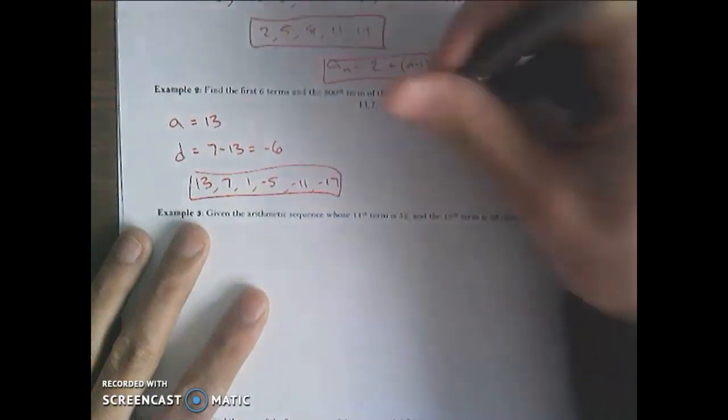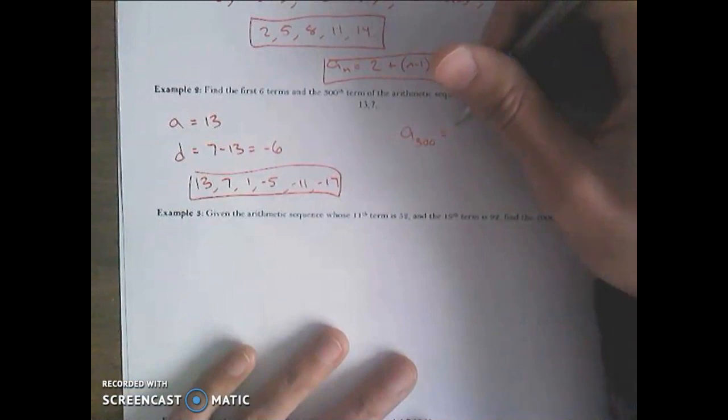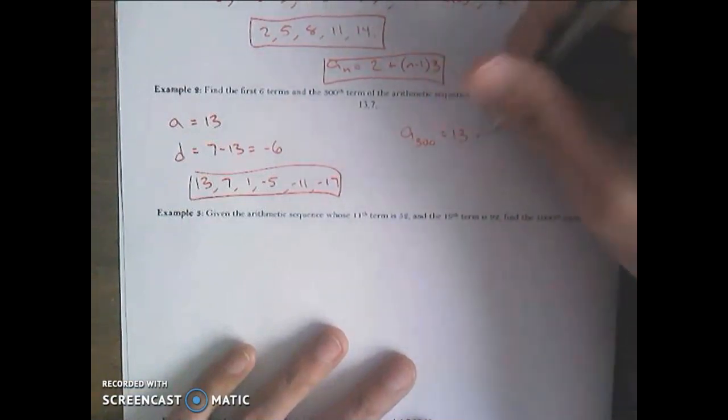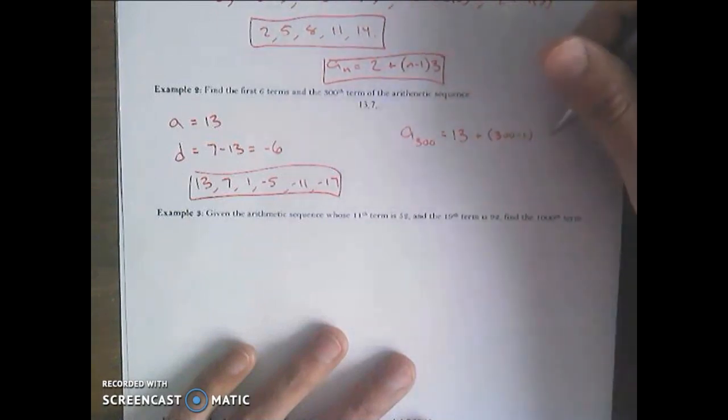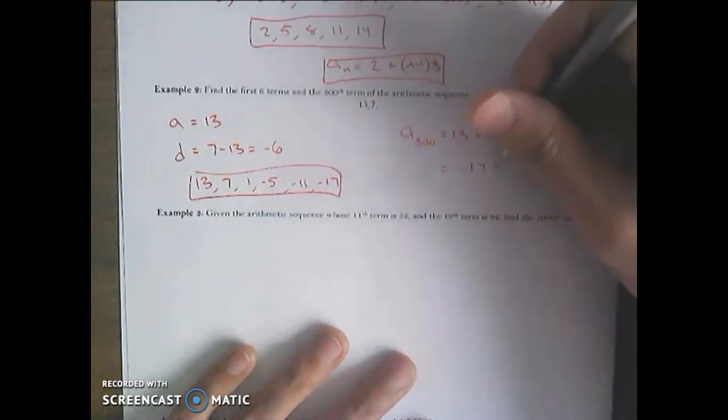To find the 300th term, we're finding a 300, which is a plus n minus 1, so 300 minus 1, times d, which is negative 6. When we evaluate, we get negative 1,781.